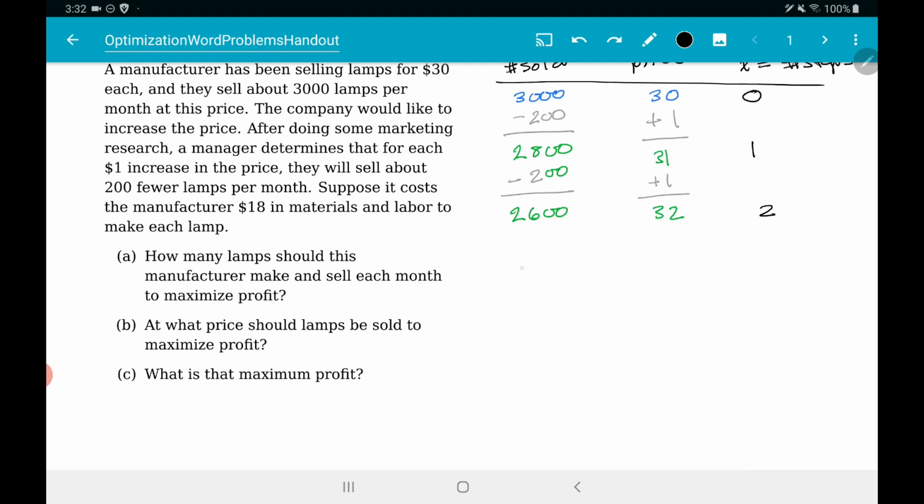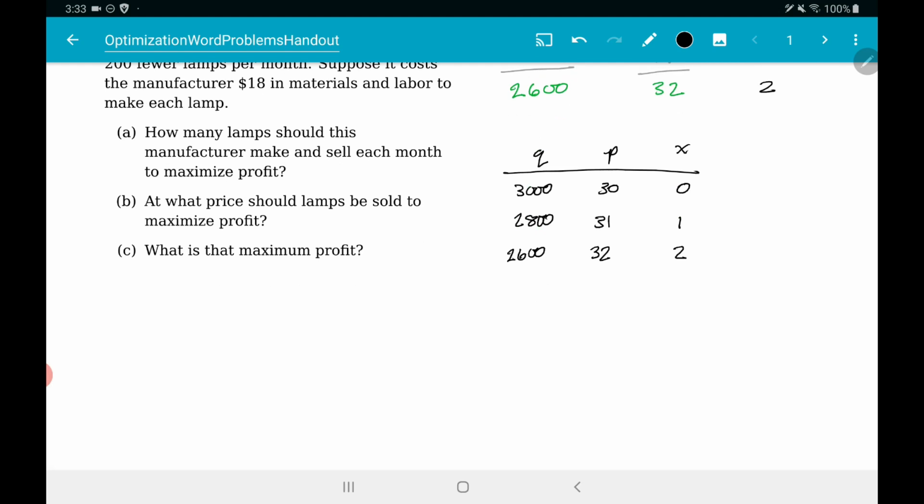Now I'm going to copy this information slightly more compactly here. In fact, let me just go ahead and call these Q, P, and X. So 3,000 at $30, no changes to the business. Sell 2,800 at $31, that's 1 change to the business. And 2,600 at $32, that's 2 changes to the business.